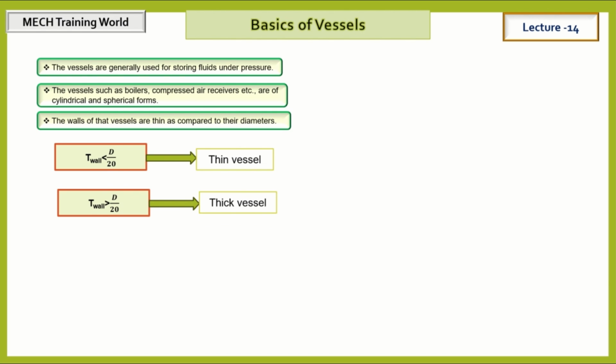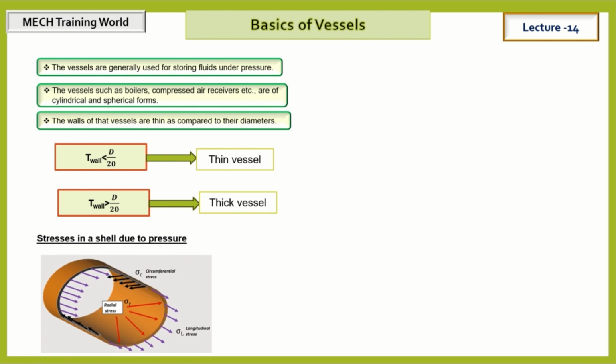This is all information we already know from our engineering classes. So let's discuss the stresses induced due to pressure in cylindrical vessels. Generally there are three types of stresses induced due to pressure: circumferential stress, longitudinal stress, and radial stress. Let's discuss them one by one. First is circumferential stress.